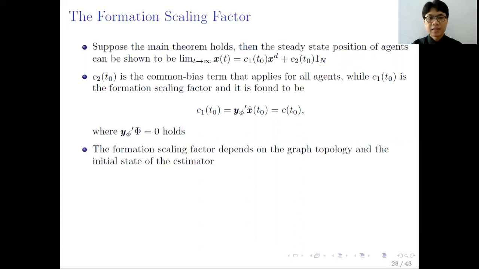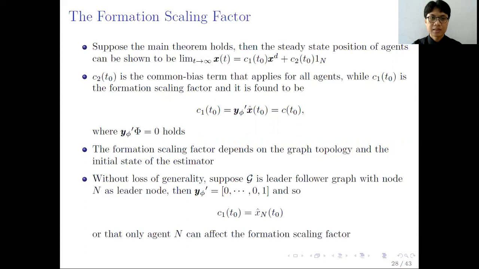We know from here that the formation scaling factor depends on the graph topology and also the initial state of the estimator. Without loss of generality, suppose G is leader-follower graph with node N as leader node, then we know that Y phi transpose is given here. And so, we know that the formation scaling factor is equal to the xn hat(t0), or that only agent N can affect the formation scaling factor.